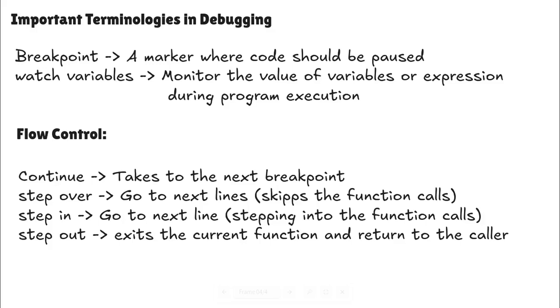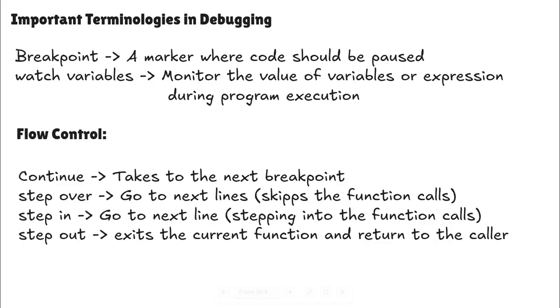Let us quickly revise the important terminologies that are used in debugging. The first term is the breakpoint. This is the point where we want our code to pause. And second is the watch variables. These are the variables whose value we want to track as our program progresses. So suppose I want to see the value of x and y variables, then I'll add them as watch variables.